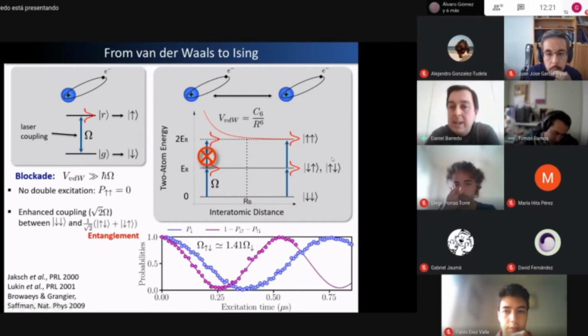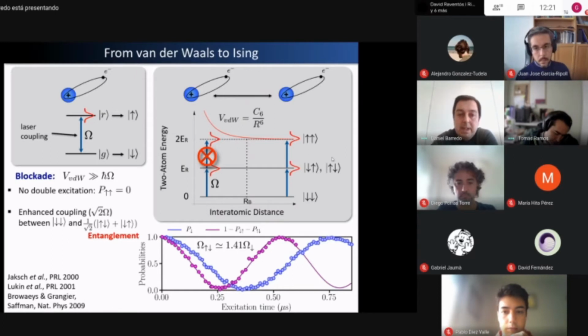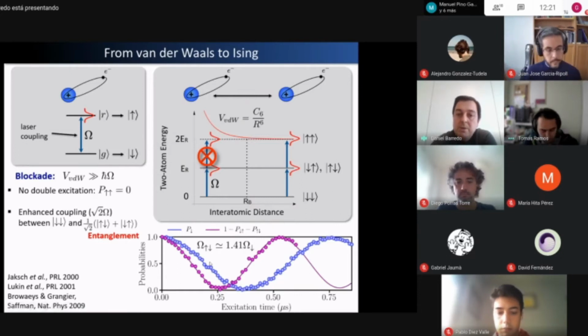This is, by the way, an entangled state that has been the origin of many proposals in the early 2000s to build, for example, gates and so on. The other signature of this effect is that the Rabi frequency, when you couple to this symmetric combination, is enhanced by a factor square root of 2, or square root of N if you have N atoms. This is what you see here: in blue is the same Rabi oscillation that I was showing you before, and now I show you in purple the Rabi oscillation that corresponds to this symmetric coupling, where you see that the frequency is enhanced by a factor 1.41.